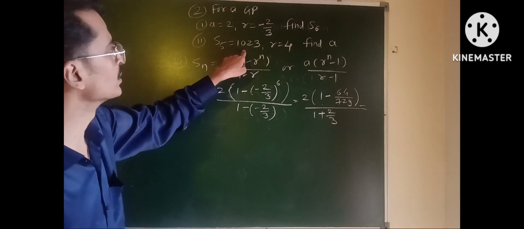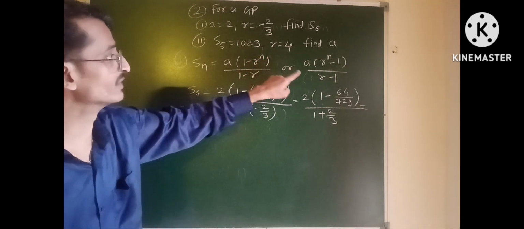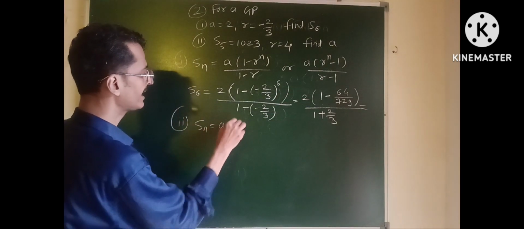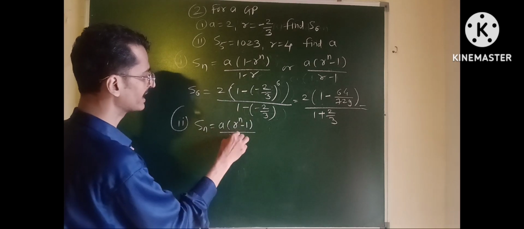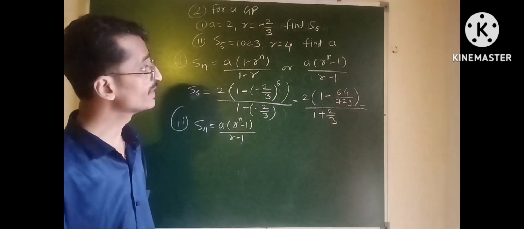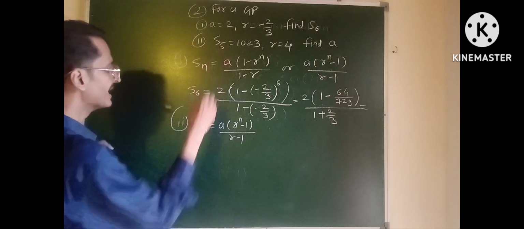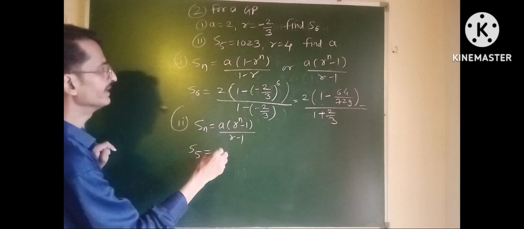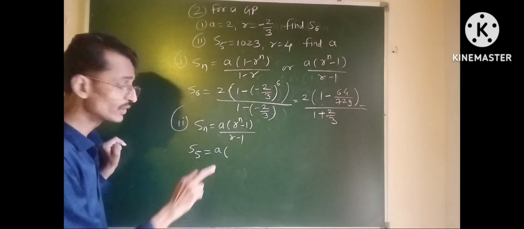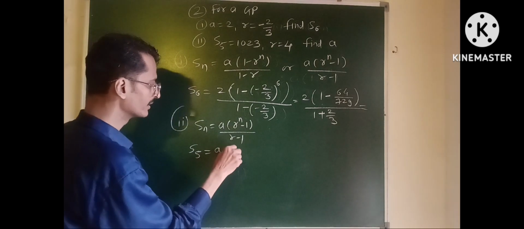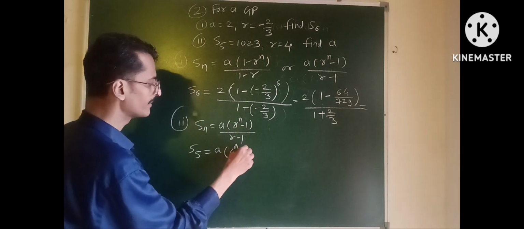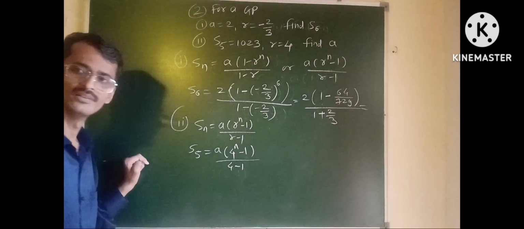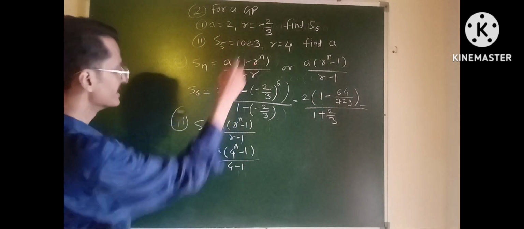Now the second part. S5 is given 1023. R is given 4, greater than 1. So let us use this. So Sn is A into R raised to n minus 1 upon R minus 1. The question is we have to find A. So as here S5 is given, what is S5? A, that we don't know, right? Same. R is given 4, raised to n minus 1 upon R is 4 minus 1.